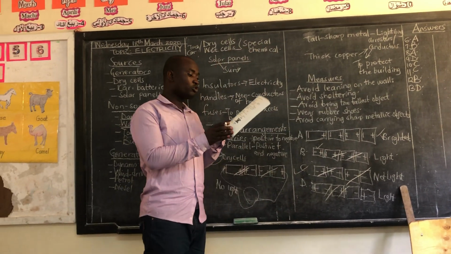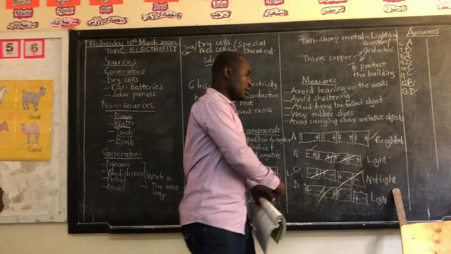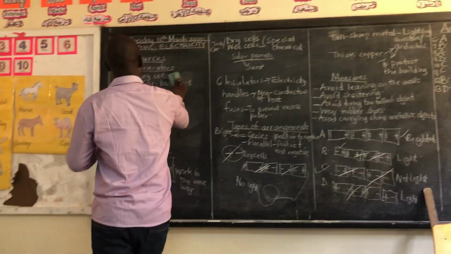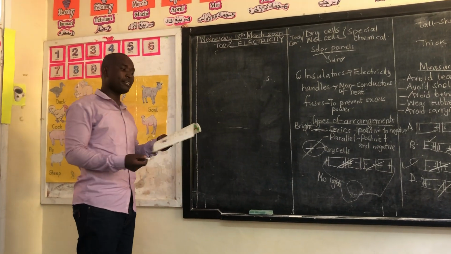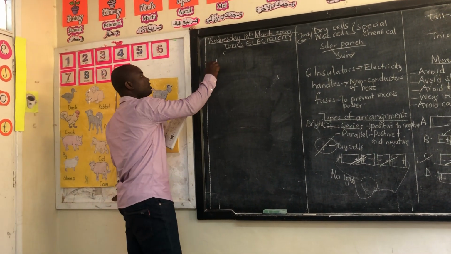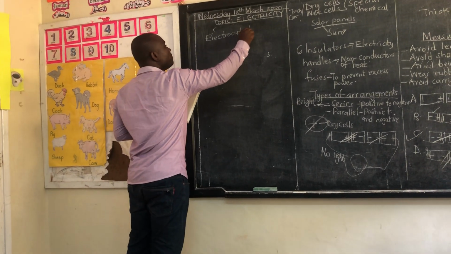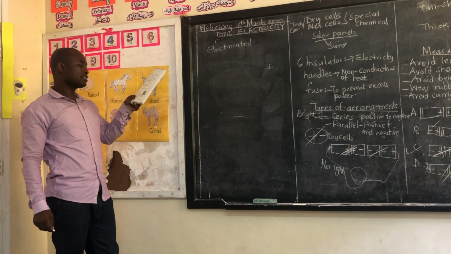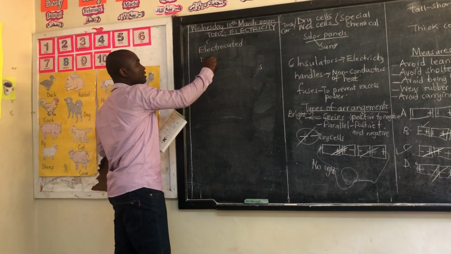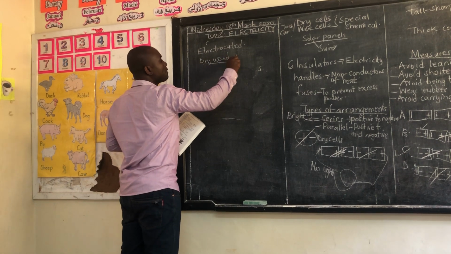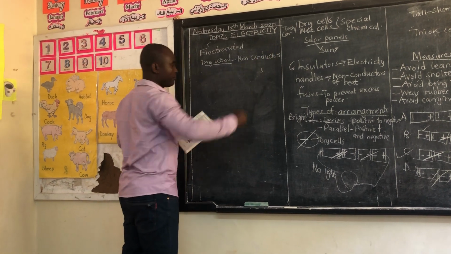Number 14. To save a person who has touched an exposed electric wire, what should we do? Remember, we must protect ourselves. We should also avoid being electrocuted. When you are shocked, we say you are electrocuted. To avoid being electrocuted, first, when we are pushing, we should use dry wood. Why do we use dry wood? Dry wood is a non-conductor of electricity. This one will be safe.